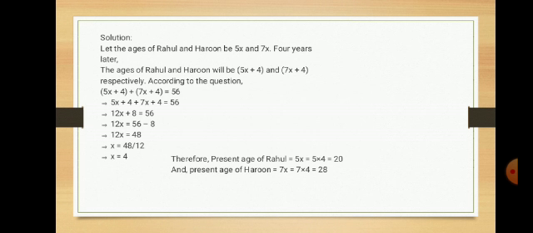Now we have to find the value of x. Whatever the variable value comes, we put it into 5x. Rahul's age is 20 years and Haroon's age will be 7 into x, that is 28 years. So we find the present ages of Rahul and Haroon accordingly.